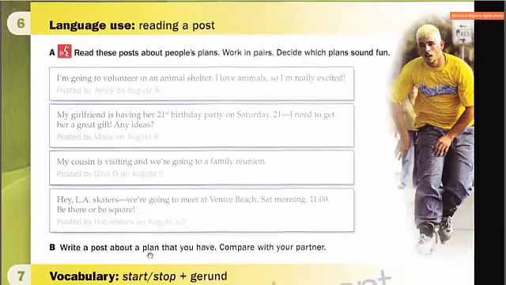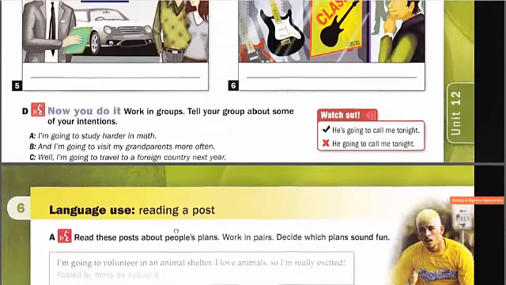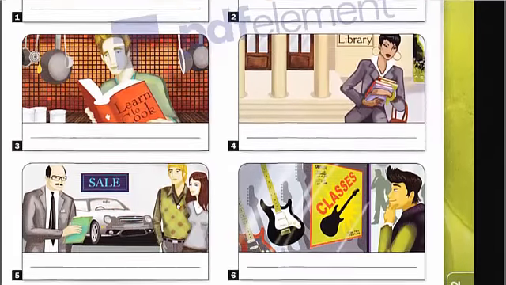It says write a post, a plan that you have, and compare it with your partner. You can use one of these models, or maybe you can use the same model in order to write your sentences, okay? Now, you have to put into practice writing as well, okay? You have to use some vocabulary in order to write in the future tense using be going to, okay? You understand?